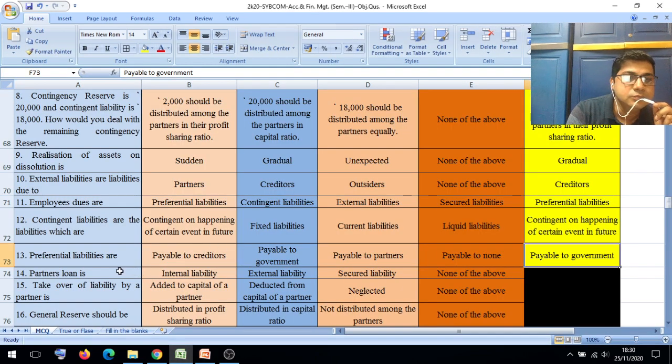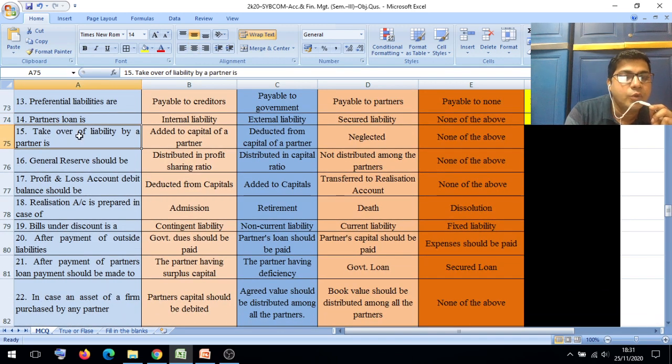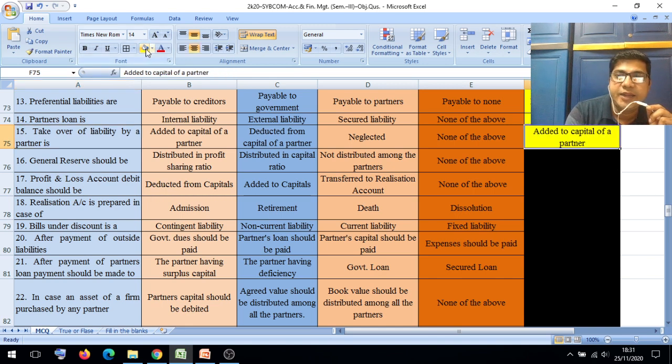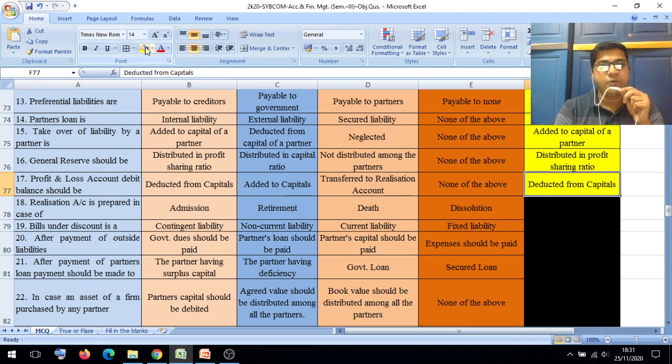Next, partner's loan is an internal liability, external liability, secured liability, none of the above. Answer is it is an internal liability. Take over of the liability by a partner is added to the capital of a firm. Partners' general reserve is distributed in profit sharing ratio. Profit and loss account debit balance means net loss, and the answer is it is deducted from capital.